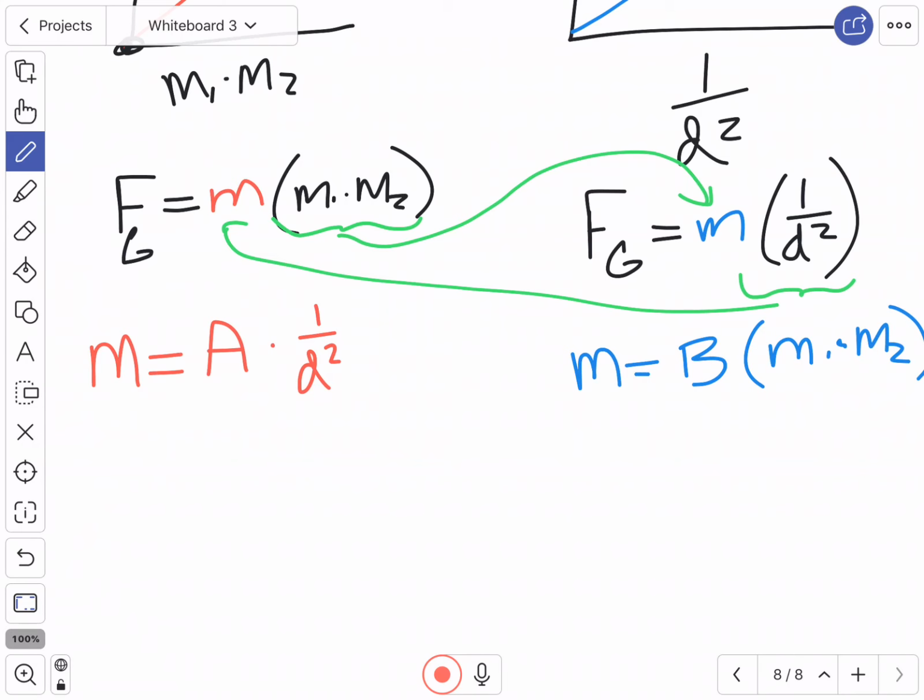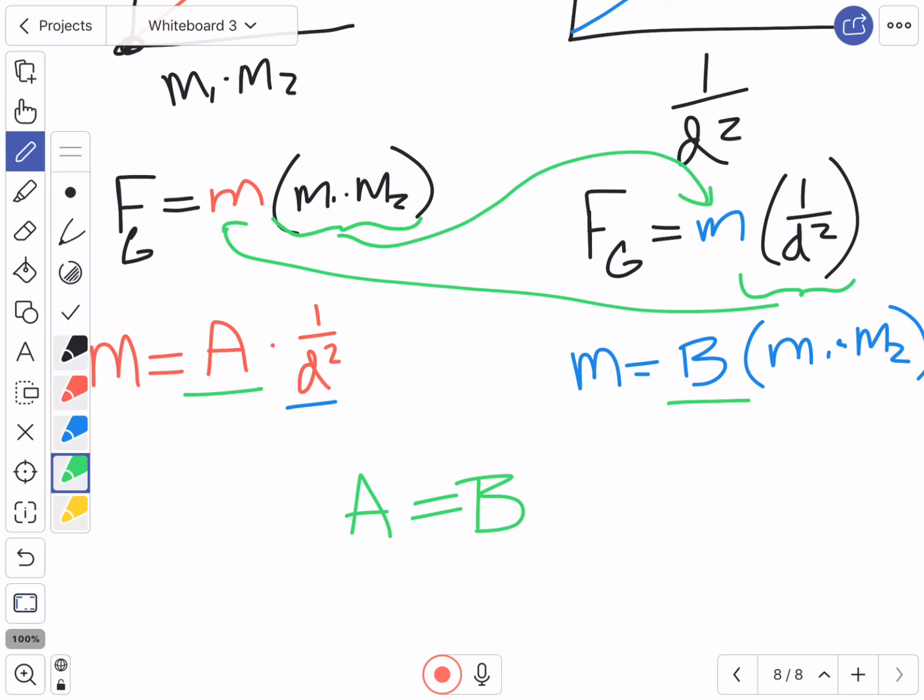Now, I don't have values, guys. If you were to take your values from these two graphs that we made, you kept a constant d here, and you kept the masses constant over here. What we would see is that in both of these circumstances, if we were to solve for a and b, we would see that a equals b. A equals b for us.